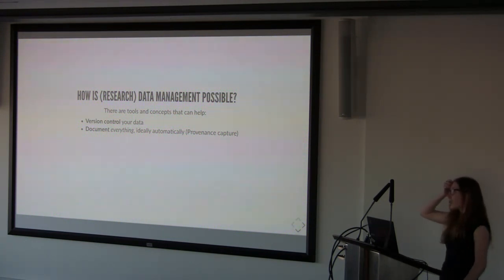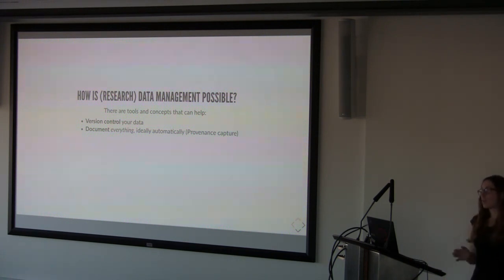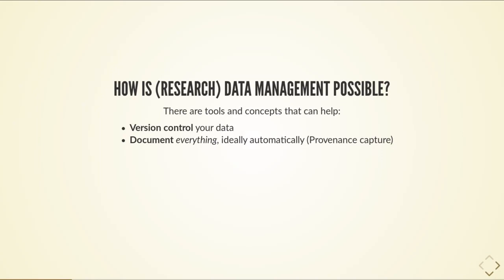And what I'm going to talk about today boils down to two tools or concepts that I think are a great start for improving your own research data management workflows. The first is version control, and the second is automatic provenance capture. If these are two things that we can do personally as researchers in our work, then our personal research data management improved greatly, in my opinion.